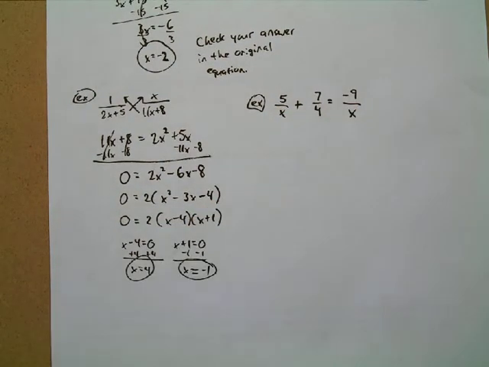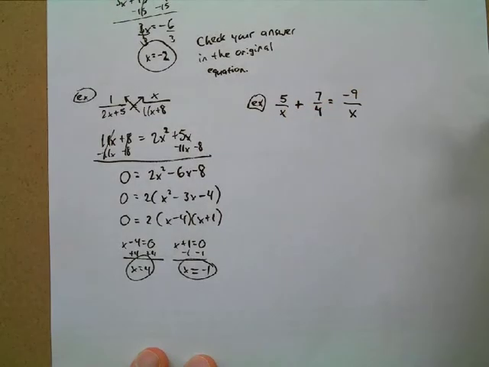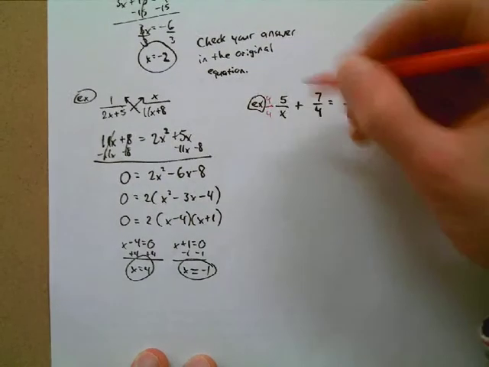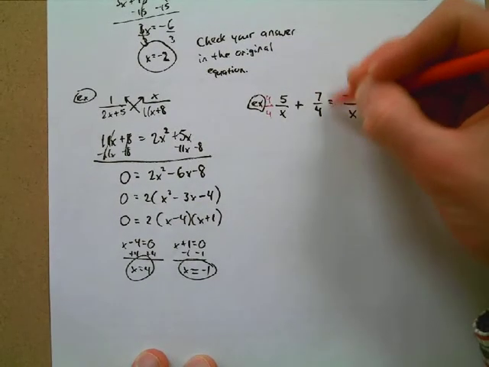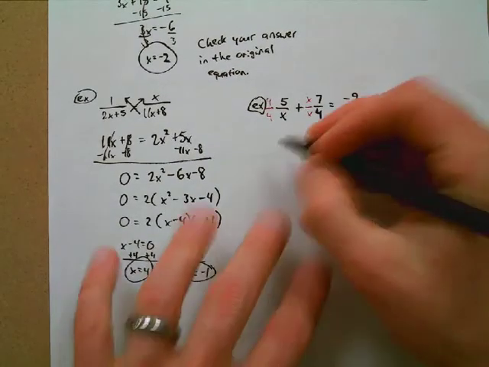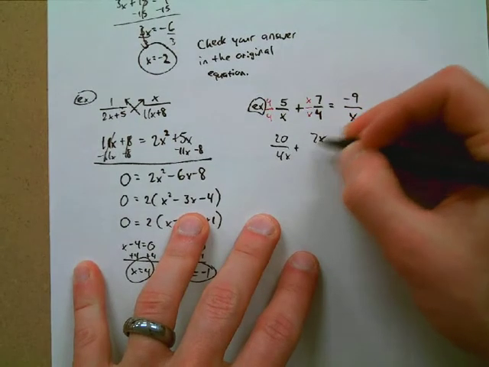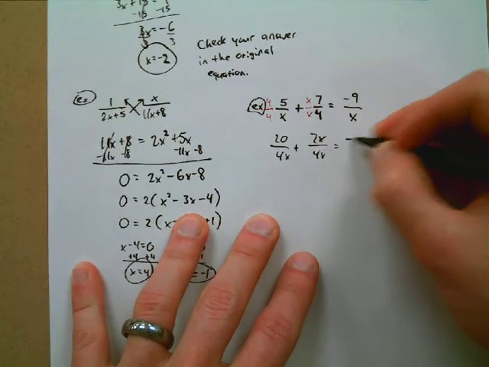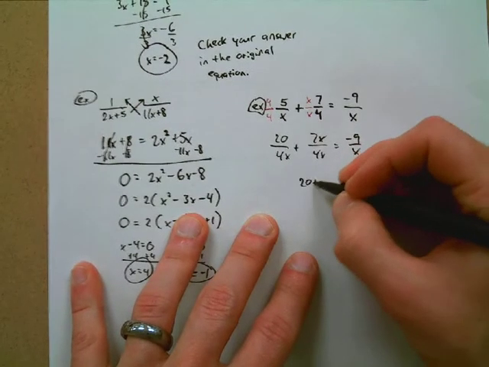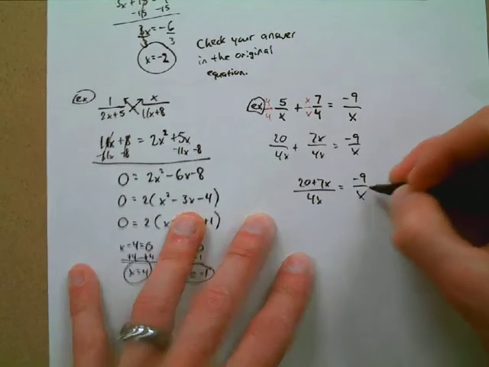So what is this fraction's denominator missing? A 4. So we'll multiply by 4 over 4. What's this fraction's denominator missing? An x. So I'll multiply by x over x. Okay? So we end up with 20 over 4x plus 7x over 4x, and that's equal to -9 over x. Add them together. So we'll have 20 plus 7x over 4x equals -9 over x.